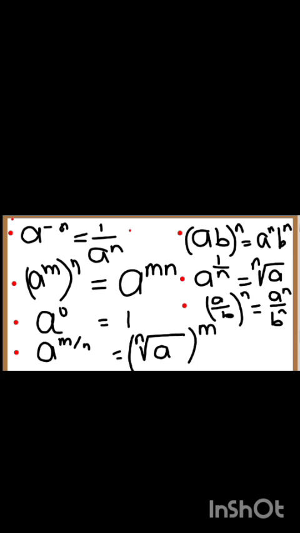Now if you have a times b, all that to a certain power n, it will be a raised to the power n times b raised to the power n. If you have a raised to the power 1 over n, it is the nth root of a. And if you have a over b, all raised to the power n, it will be a raised to the power n divided by b raised to the power n. So those are the laws of indices which can be used in solving the equations that are in index form.